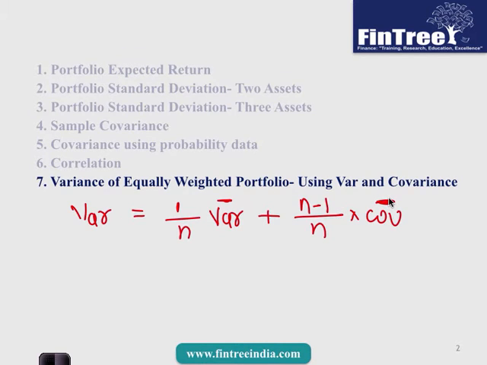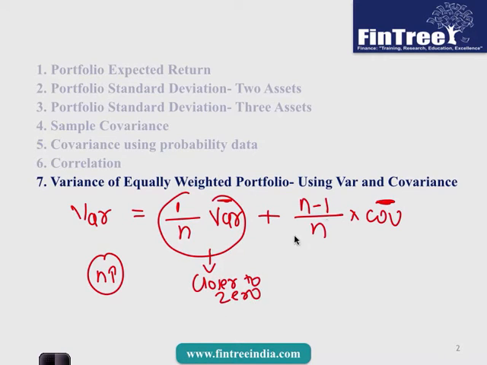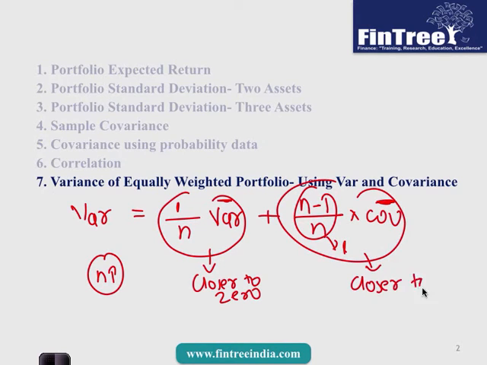Now the trick to remember here is that as n increases, the first term will get closer to 0, whereas this value will get closer to 1, and therefore this value will get closer to the covariance. The economic interpretation is that as n increases in an equally weighted portfolio, the individual variances become less significant and the importance of average covariance increases.